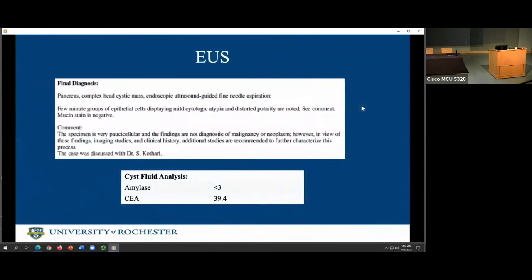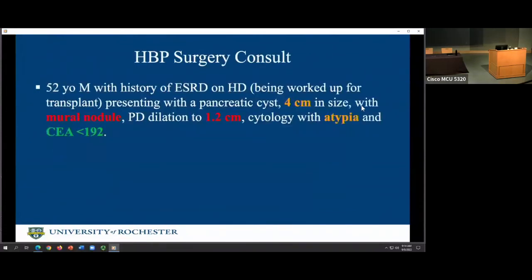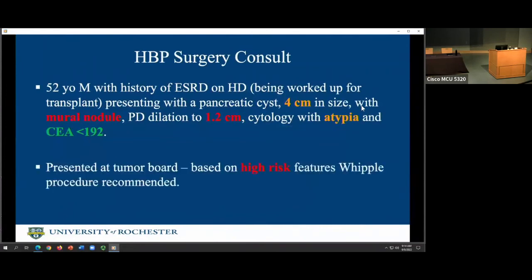Again, this had a low CEA and a low amylase. So if you're thinking this could be a main duct IPMN, it didn't have a high CEA. The patient was discussed at the tumor board, given his prior history of end-stage renal disease and prior history of lymphoma. The confusion was, as I said, there was cytologic atypia. The CEA was low, but there was a solid component in a 4 centimeter cyst. The final decision was that the patient would be referred to surgery.